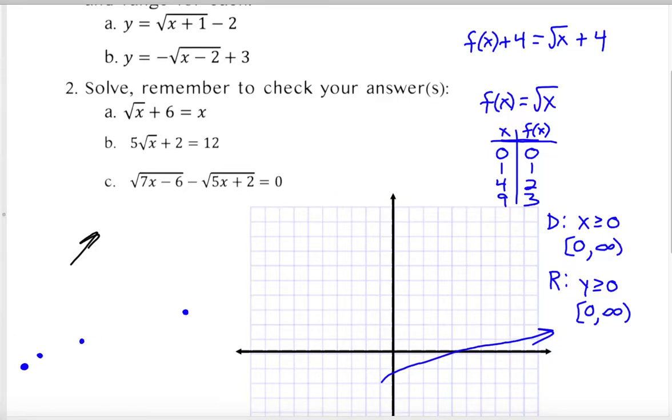So now what's the domain? Well, the x values now go from -1 to infinity. The y values go from -2 to infinity. All right, let's look at the second graph.